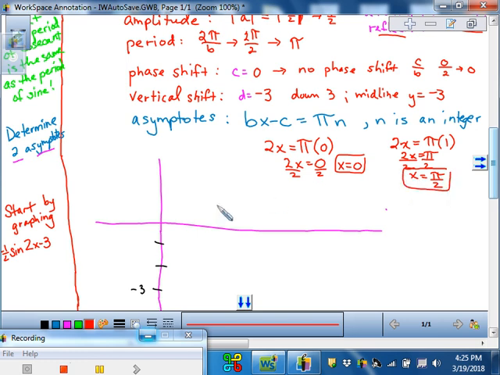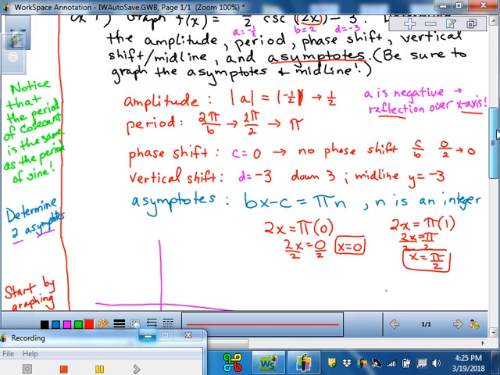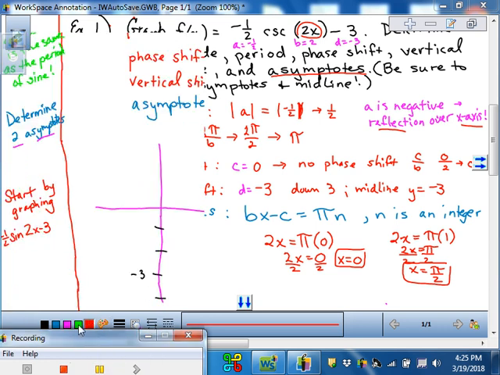So I'm going to go ahead and start sketching my graph now. But before we do that, why don't you pause and finish copying down this information, and then we'll come back and do the graph. Okay, back to the graph now.